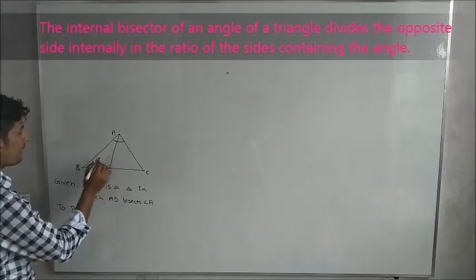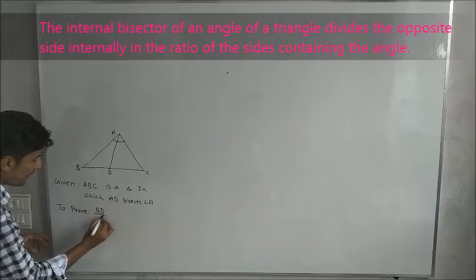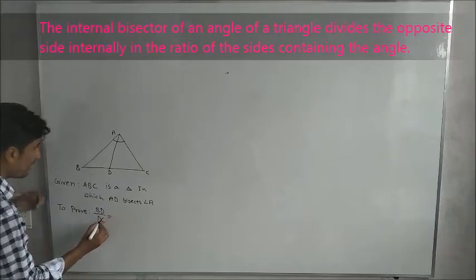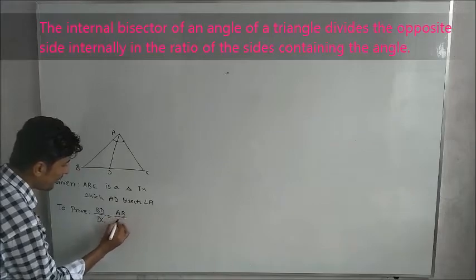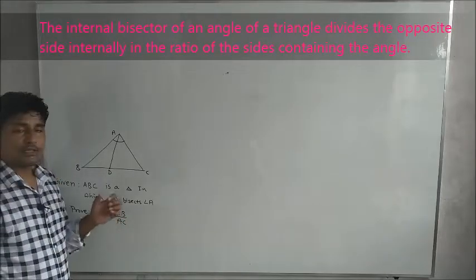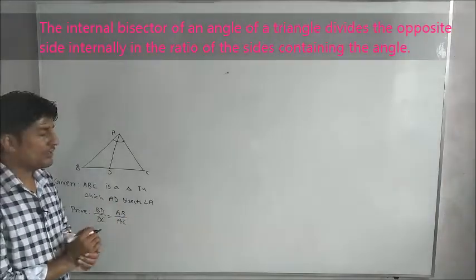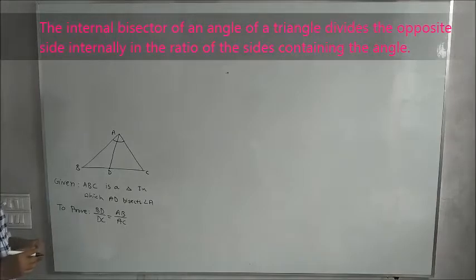After given, we have to write down what is to prove. In to prove, we write BD upon DC equals AB upon AC. This we have to prove. After to prove, we need the construction to prove this theorem. So let us see what that construction is.